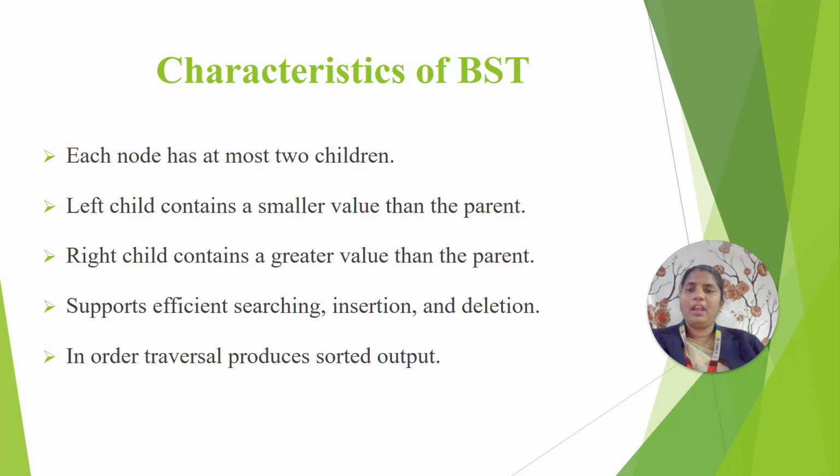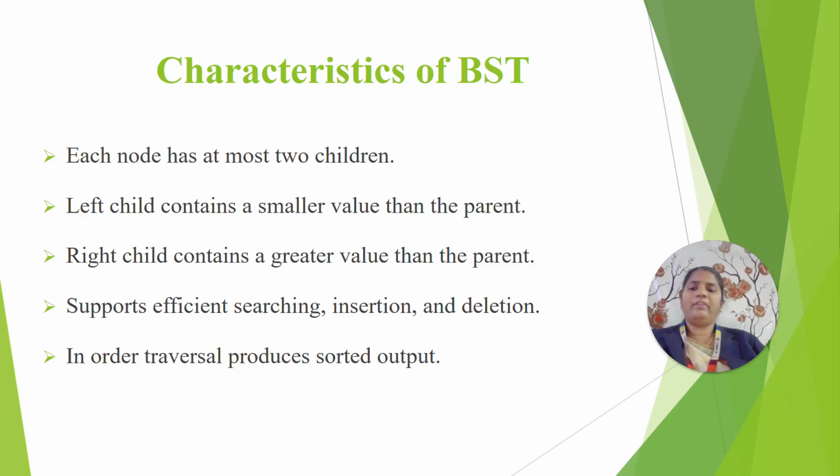Next is characteristics. What we have seen in the last example is that each node will have at most 2 children only. This is the basic condition for a binary tree. All binary trees should have at most 2 children, because that is the reason for the name binary. Binary means it has only 2. The left child should be smaller than the parent, and the right child should be greater than the parent or root node.